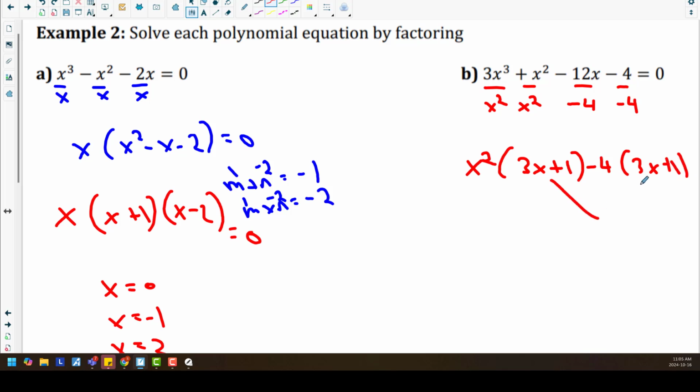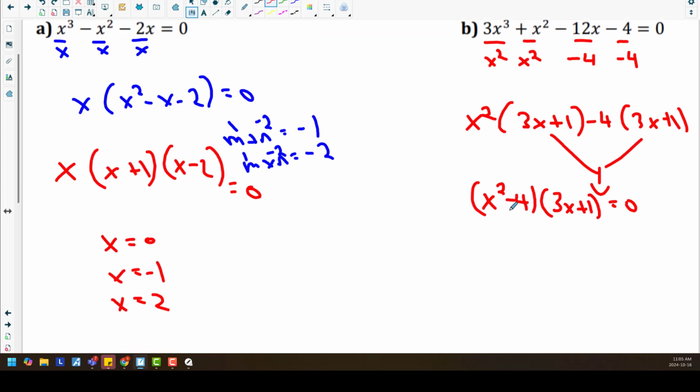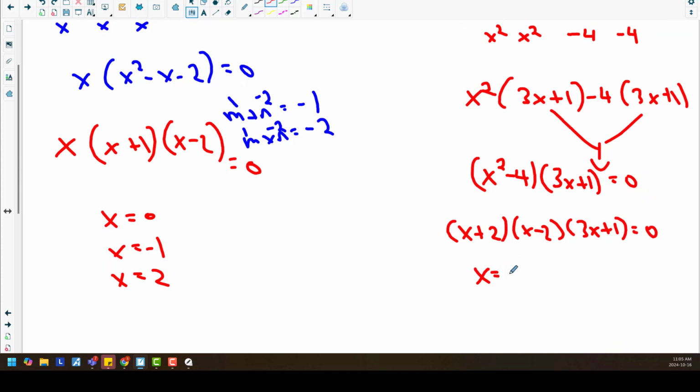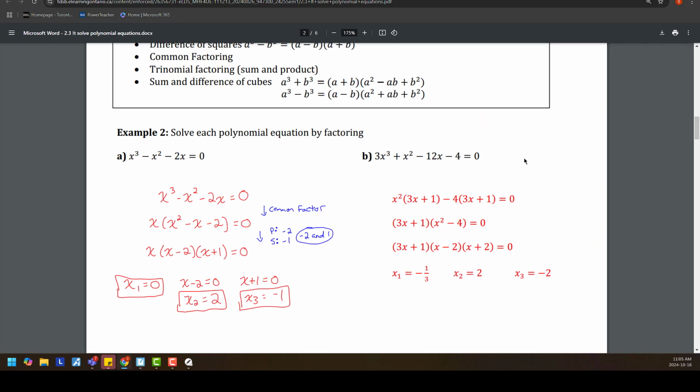If you did it right, the brackets should be exactly the same. So we have x squared minus 4 in brackets and 3x plus 1 in brackets equals 0. And hopefully everyone can see that x squared minus 4 is just a difference of squares. So that's just x plus 2, x minus 2, 3x plus 1 is equal to 0. And now we can solve this. x is equal to 2, x is equal to -2, and then x is equal to that. Bring the 1 over, -1 over 3. So these are my zeros or my solutions to that.